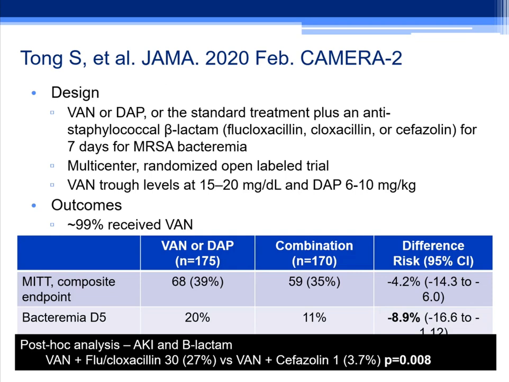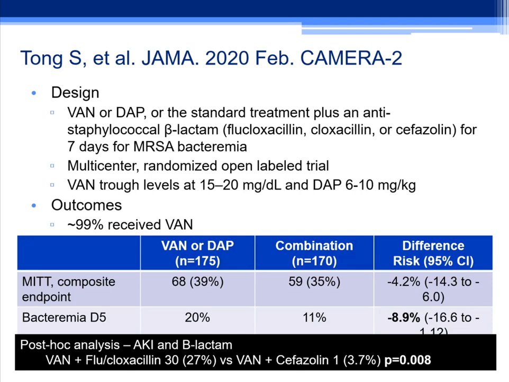So looking from an overall standpoint, with monotherapy on the left-hand side and combination therapy on the right-hand side, you can see their composite endpoint did not meet any statistical significance, but for bacteremia at day 5, you can see that the combination therapy had about a 9% risk reduction overall in clearance of bacteremia.